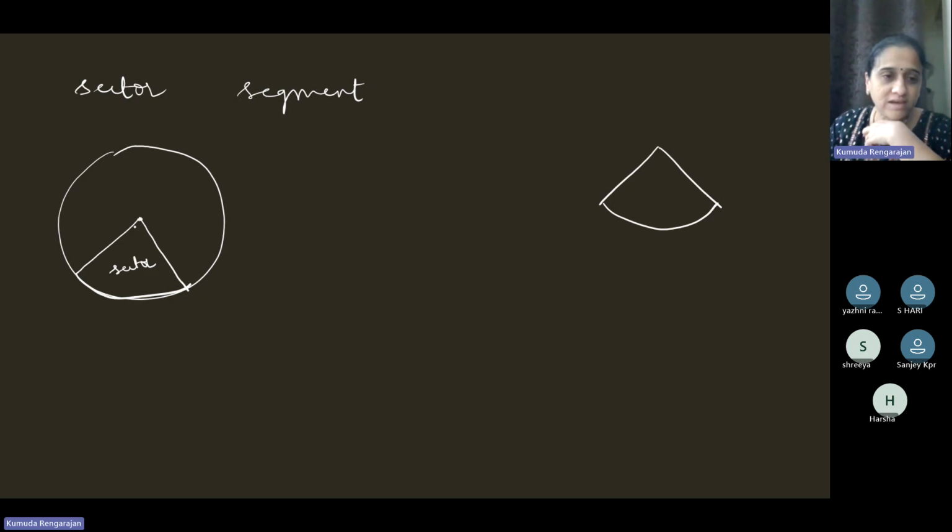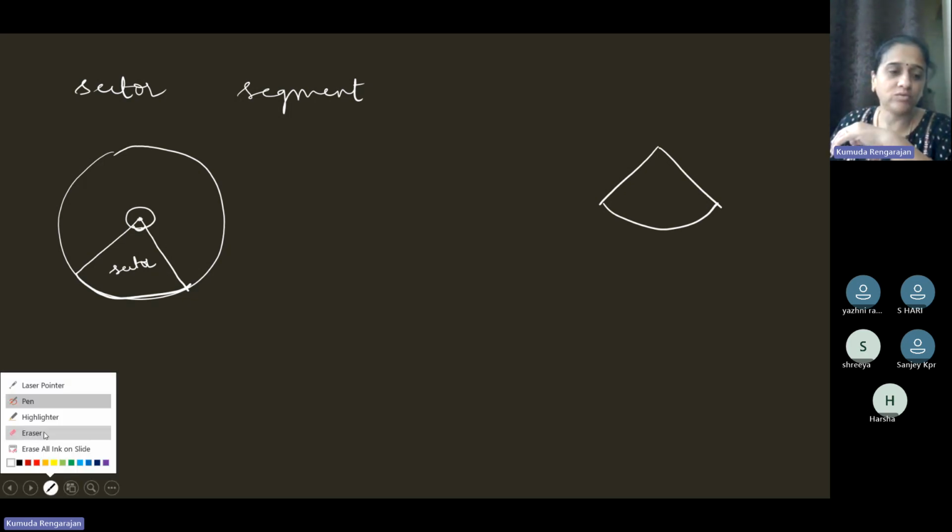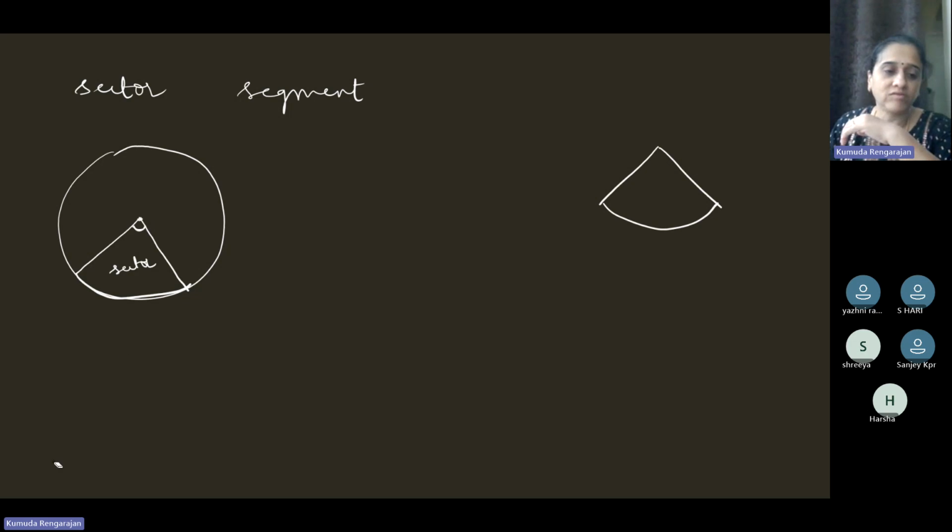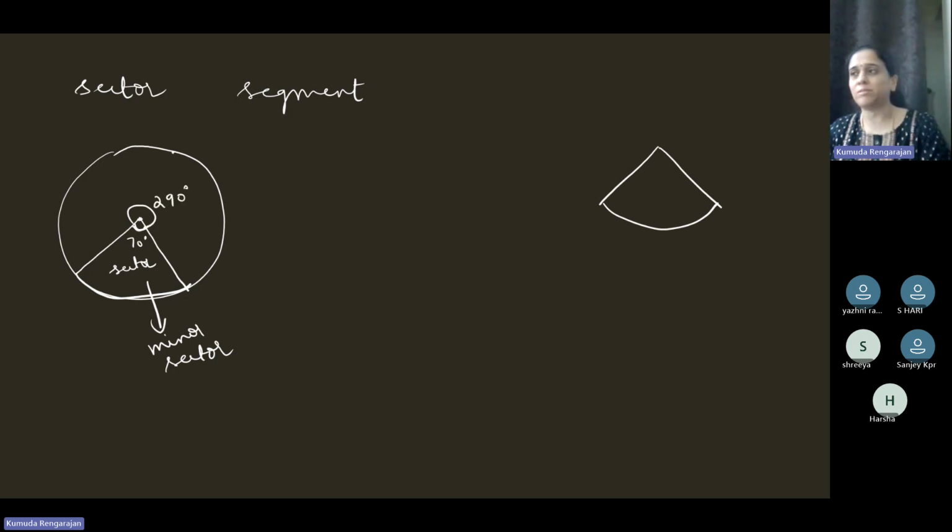Now, because the total angle around the point is 360 degrees, if this sector angle is less than 360 by 2, which is 180, say here the sector angle is some 70 degrees, this one is called a minor sector. So what will be the angle here? 360 minus 70, 290 degrees. Now this is the major sector.